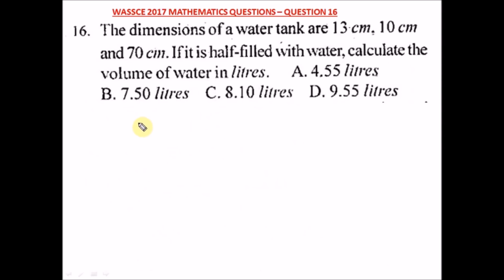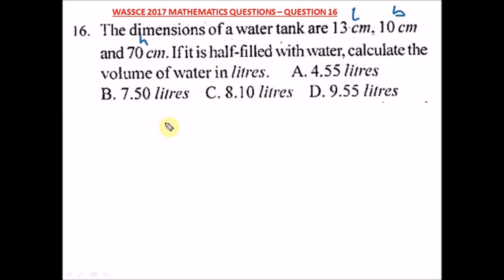Question 16 of our WASSCE 2017 mathematics past questions. That's your WAEC 2017. It says the dimensions of a water tank are 13 centimeter, 10 centimeter, and 70 centimeter. This is what? Length, breadth, and what? Height. If it is half filled with water, calculate the volume of water in liters.